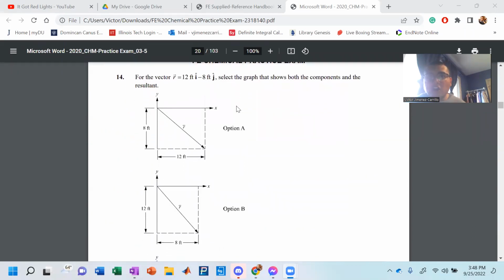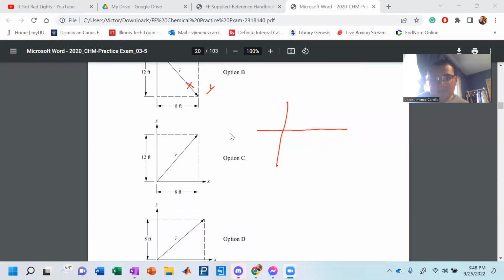Okay. For the vector R, 12-foot I and 8-foot J, select the graph that shows both components and the resultant. Now that's easy. Anybody who went to physics and paid attention should know that this is the X component and this is the Y component. And they're giving you a graph and the resulting vector in all of these graphs. Let me scroll down.